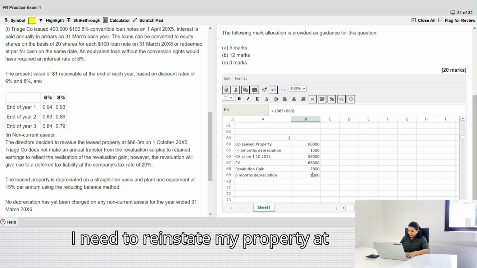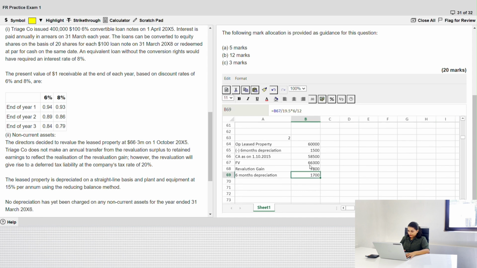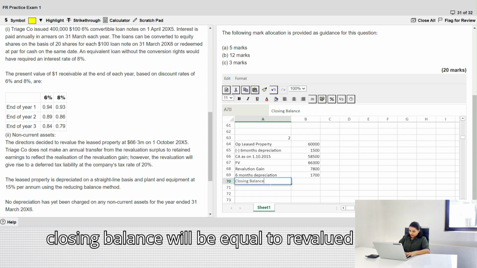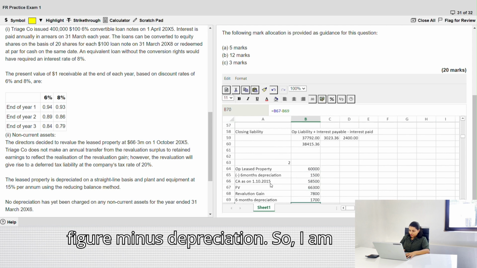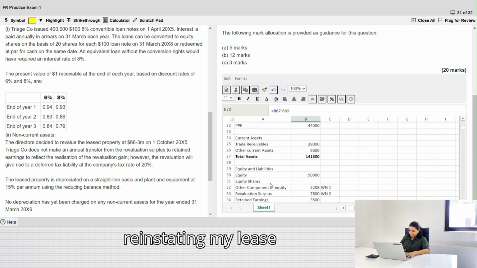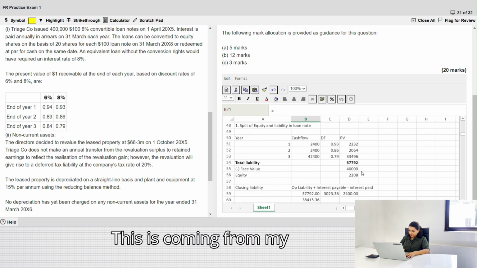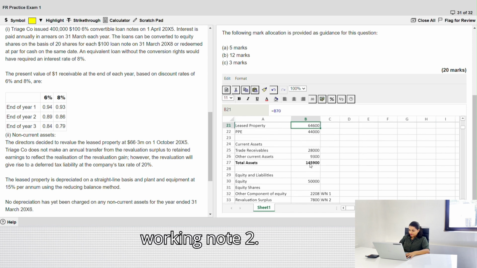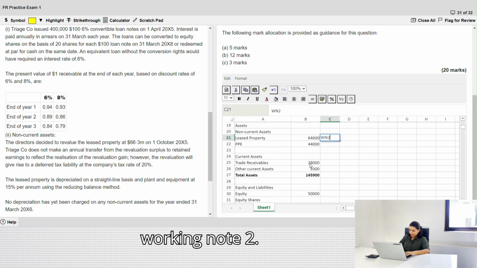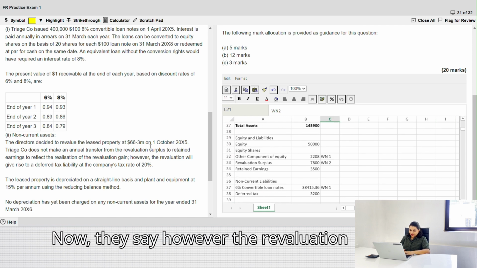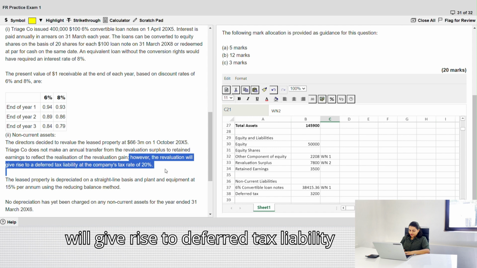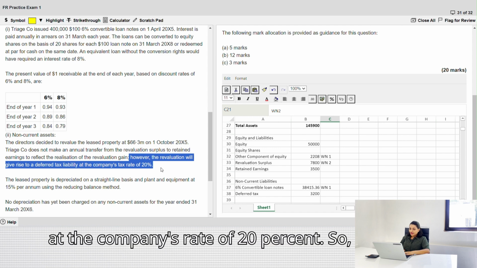I need to reinstate my property at closing balance. Closing balance will be equal to revalued figure minus depreciation. So, I am reinstating my lease property here. This is coming from my working note 2.